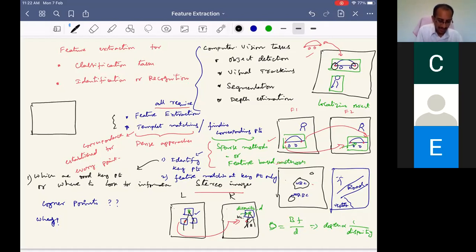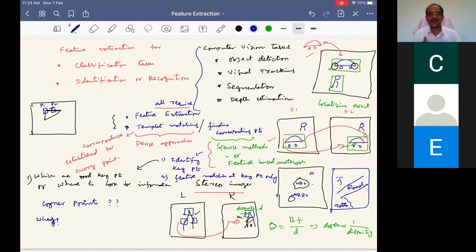Assume that I have an image, just something like this. Now if you see, along the edge also, I have actually a good gradient. Why are we looking for corner points? Why not this point versus this point? So point 1 and point 2, which is more informative or which is easier to catch?